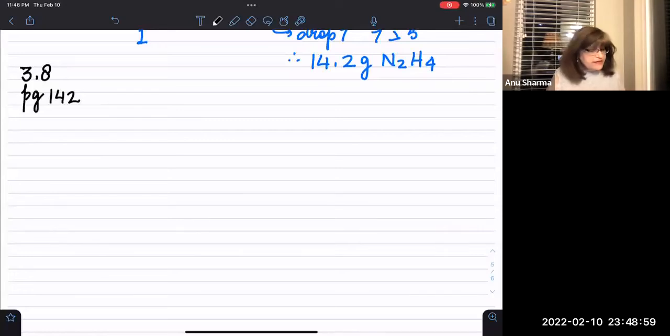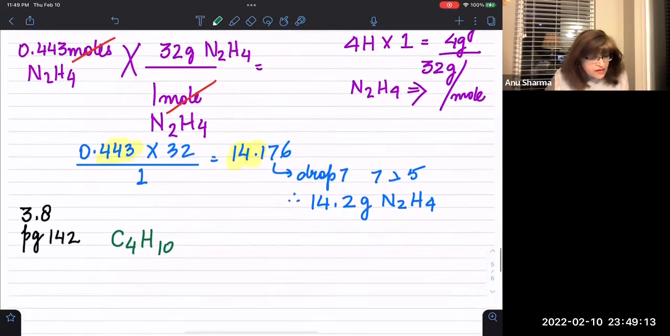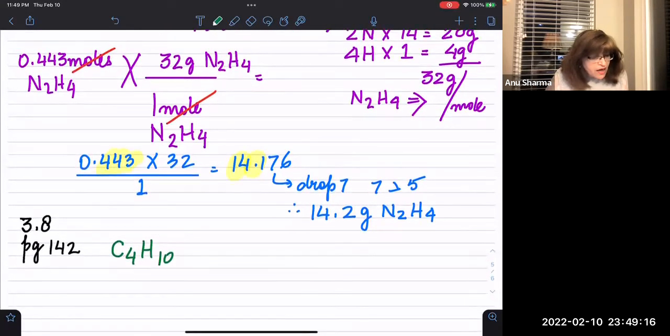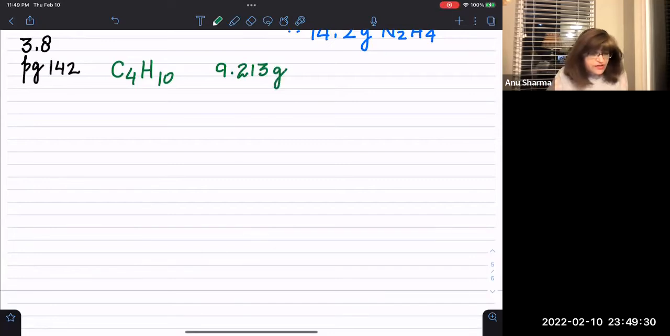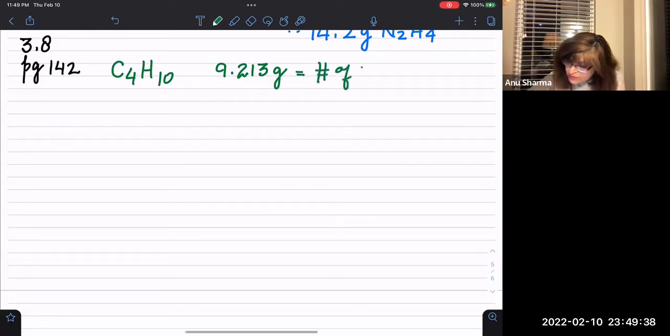Now we are looking at the next learning check, which is 3.8, page 142. You are given C4H10. How many C4H10 molecules are contained in 9.213 grams of the compound? So the question is, how many molecules are there? The number of molecules.